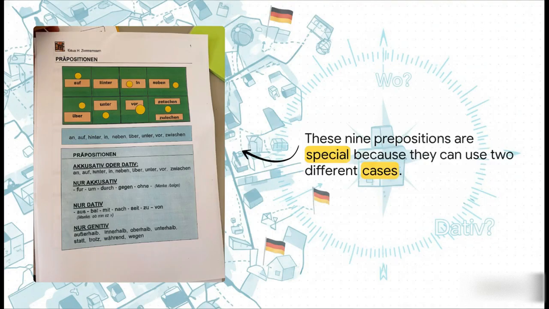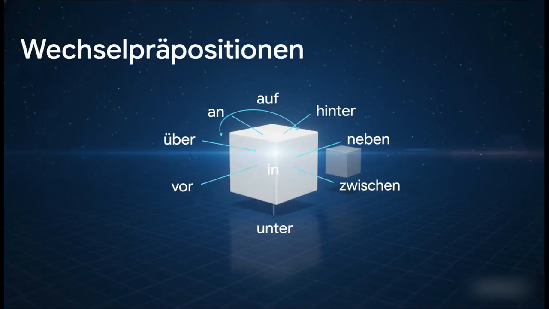For just describing a location, we only need to care about one of those cases. And here they are. This list right here shows you the 9 words you'll be using all the time to say where stuff is. Seriously, these are the foundation for everything we're about to cover. Okay, let's just run through them quickly. We've got an, auf, hinter, in, neben, über, unter, vor, and zwischen. It's a really good idea to get familiar with these 9 because they are absolutely essential.